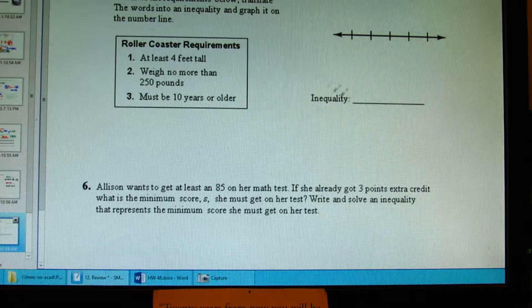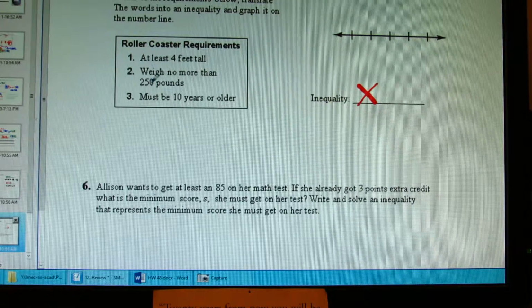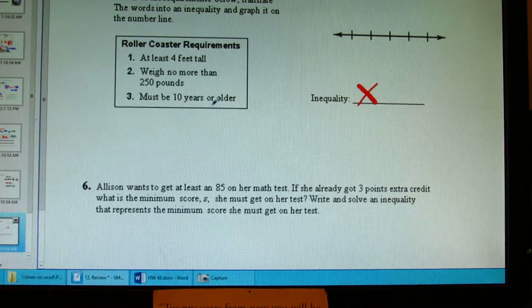At least 4 feet tall. I would start all of them with an X, and then you're going to pick a symbol, and you're going to use the number that's provided for you. At least 4 feet tall, weigh no more than 250 pounds, or must be 10 years old. So right now, pause the video, pick one of them, write it out here, and graph it. And you can unpause it, and I'll show you the 3 different answers that you should have.